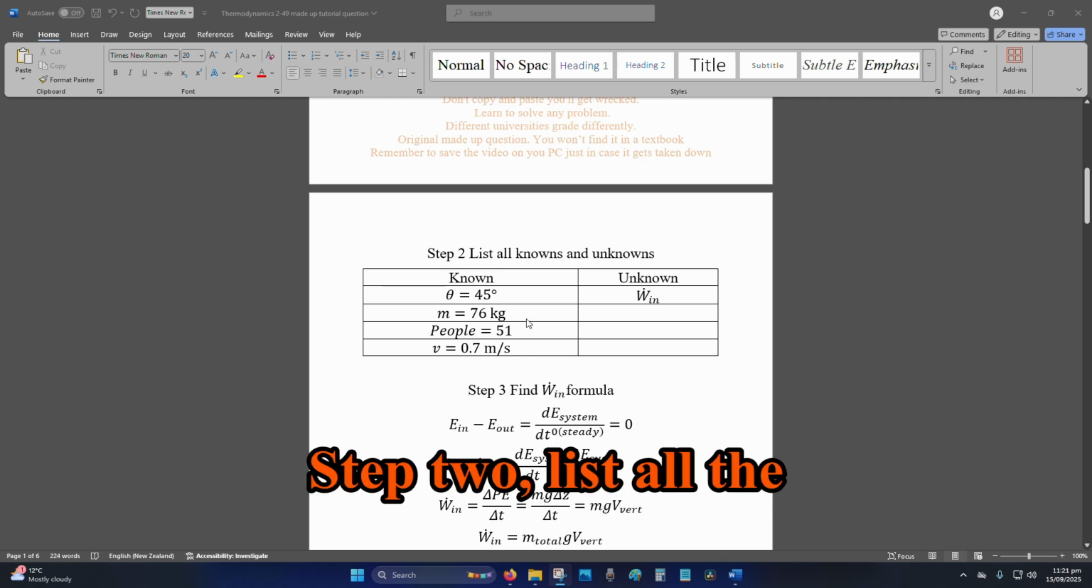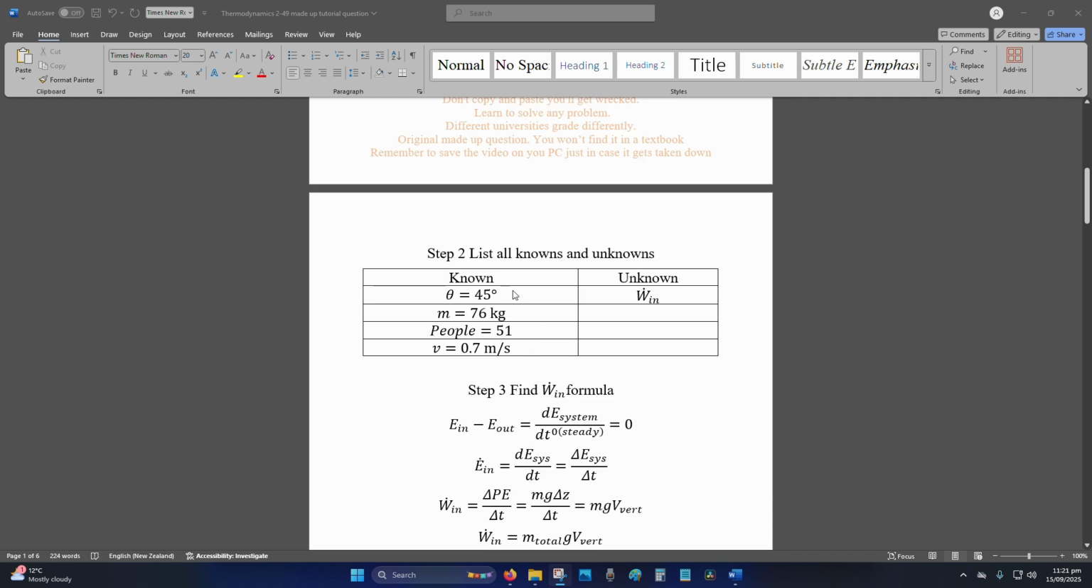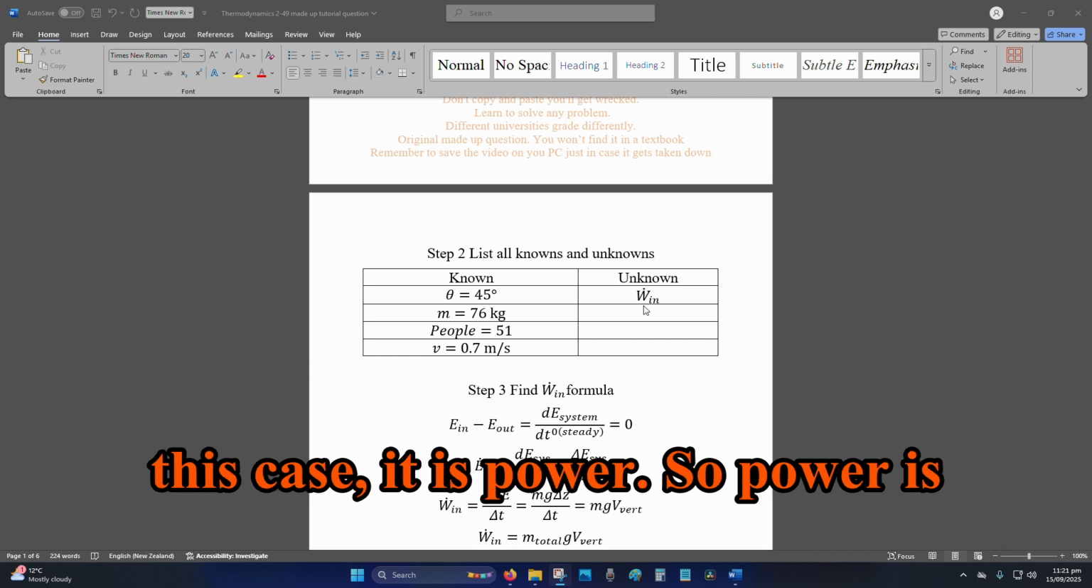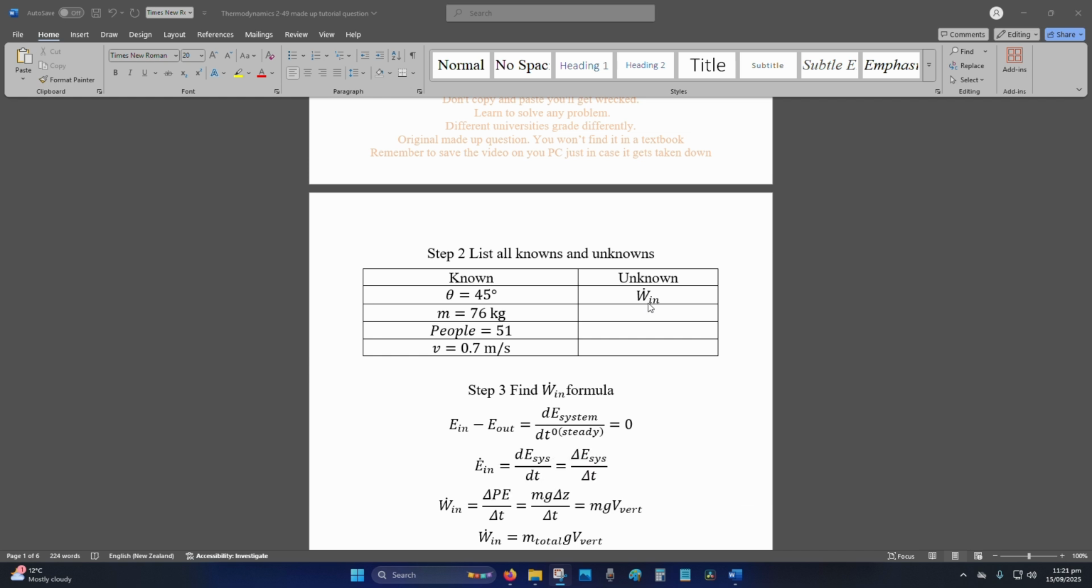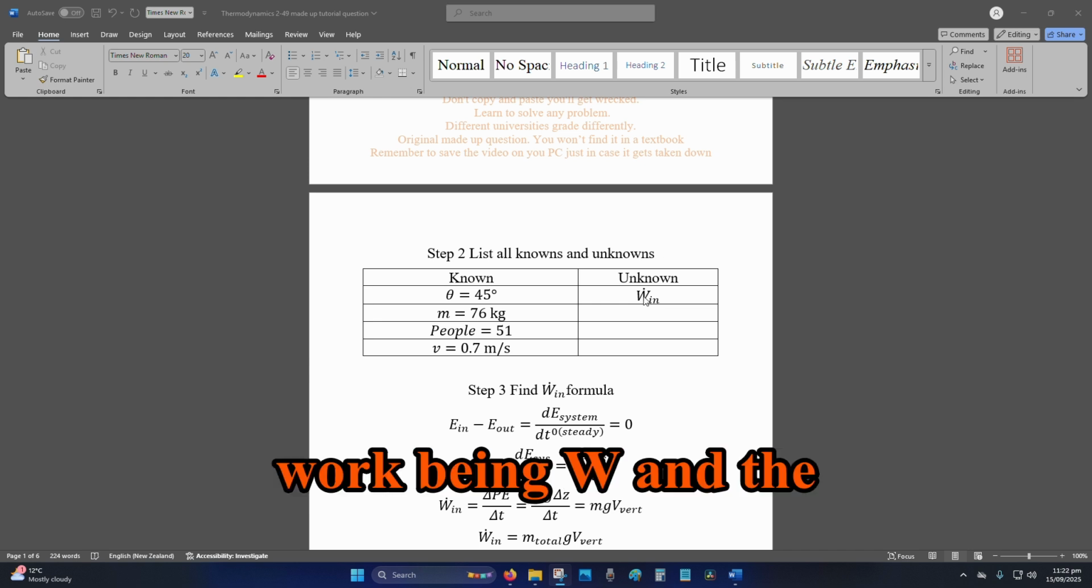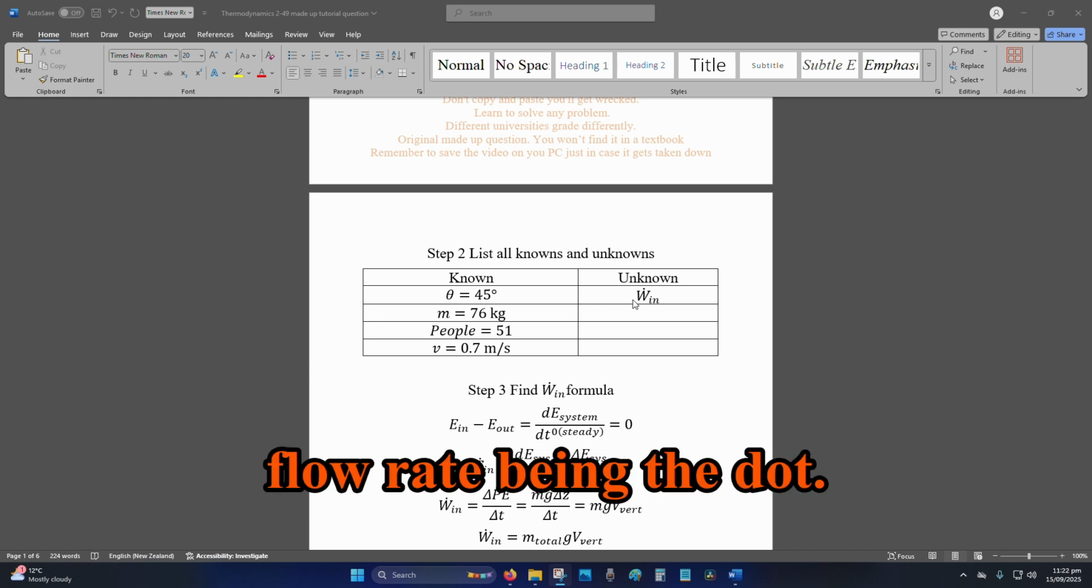Step 2, list all the given values and find the unknown. In this case it is power, so power is W dot, which is work flow rate, work being W and the flow rate being the dot.